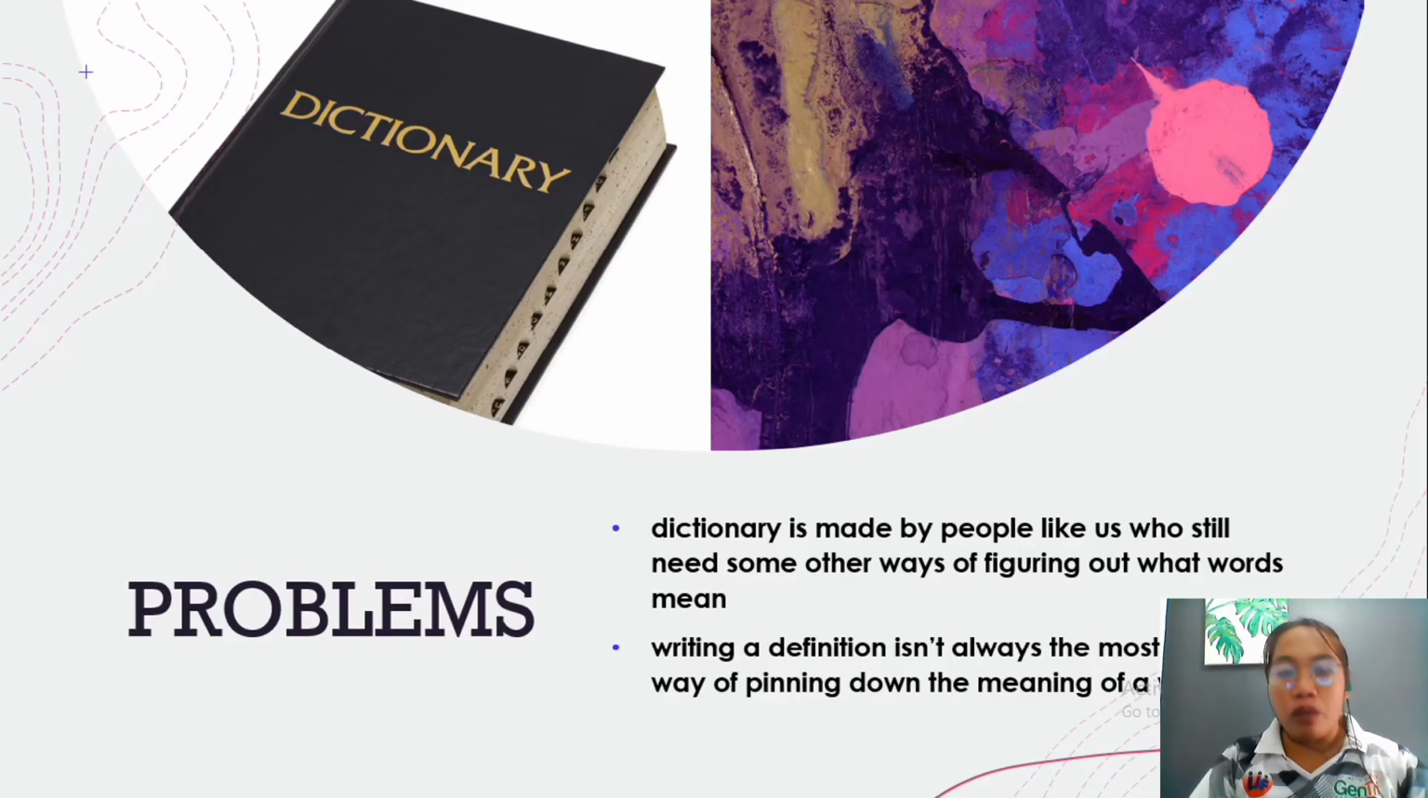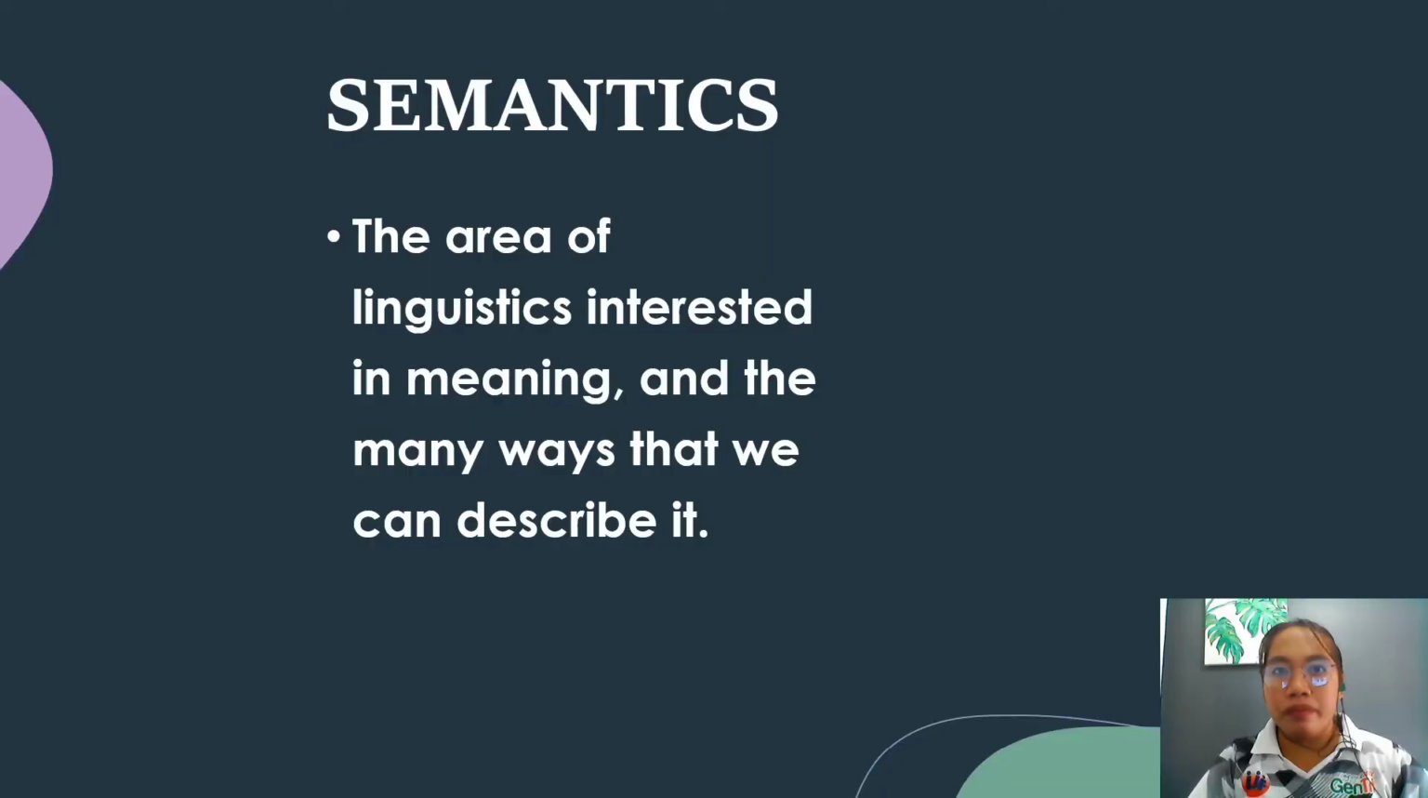If you want to know what a word means, all you have to do is look it up in the dictionary, right? But it's a little more complicated than that, because there are problems with relying on the dictionary to give a word meaning. One is that the dictionary is made by people like us, who still need some other ways of figuring out what words mean. Another is that writing a definition isn't always the most effective way of pinning down or providing the meaning of a word. The area of linguistics interested in meaning and the many ways that we can describe it is semantics.